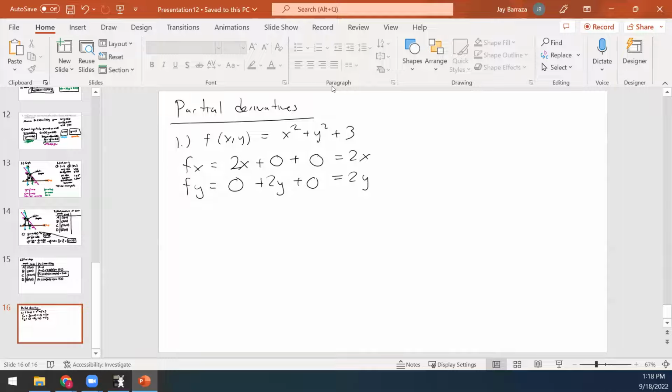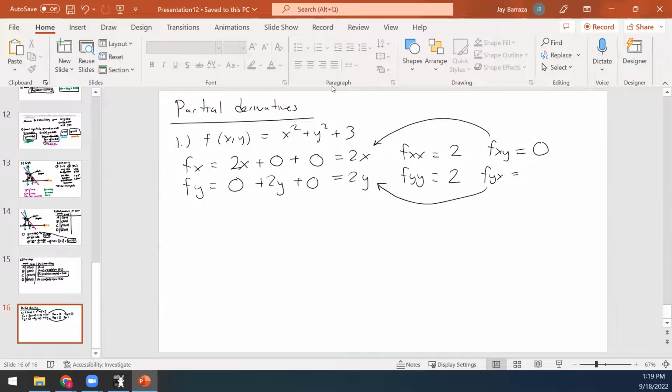Okay. If I wanted fxx and fyy, well, I just take the derivative normally. So this would be 2, and then this would be 2. Okay. Now, if I wanted fxy, I go back to this one right here, and I take the derivative with respect to y. So 2x just becomes 0. If I wanted fyx, I go to this one, and I take the derivative, and I get 0. And these right here should be the same. Okay. Are there any questions so far?